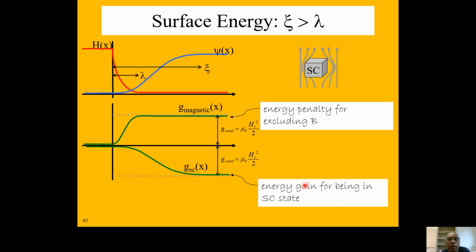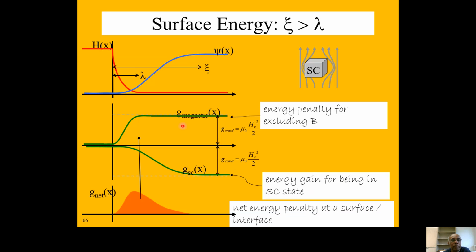These are the two competitions, right? Still we are talking about the magnetic energy of this B squared over 2 mu. But here you need to understand, one is the magnetic energy, which is basically the energy penalty to exclude the magnetic field. This other energy is the energy gain of being in the superconducting state, because that's a low energy state, right? Now you can see, if you look at this area here and the area here, this has much higher area, right? If you take the difference, this is the energy difference. So this is actually a penalty, right? The net energy is a penalty.